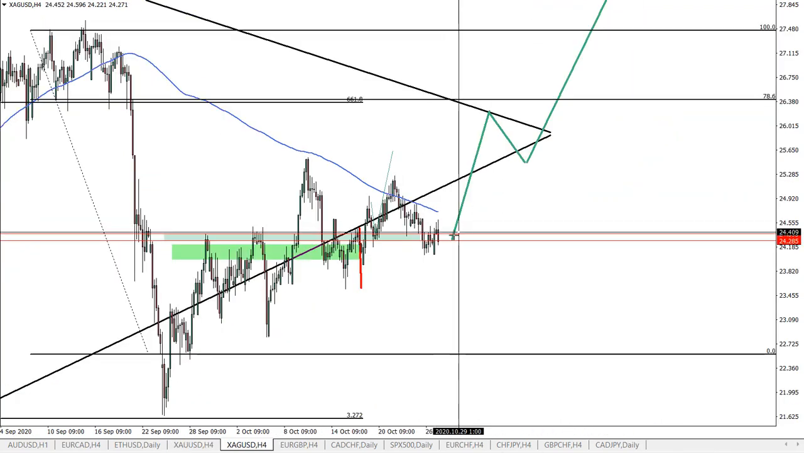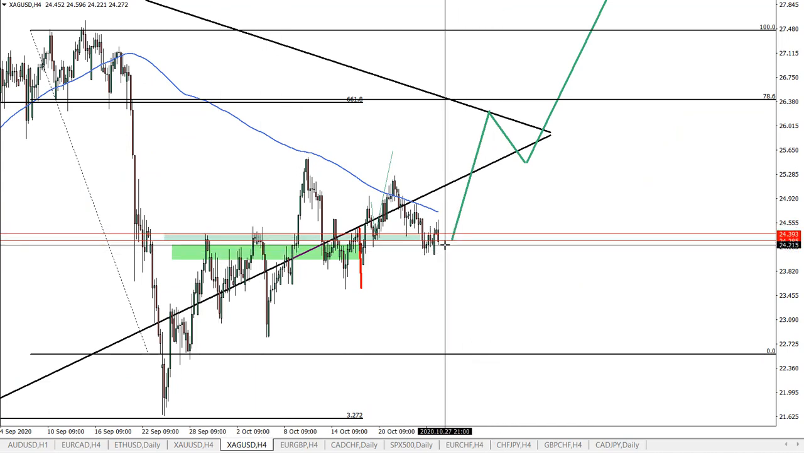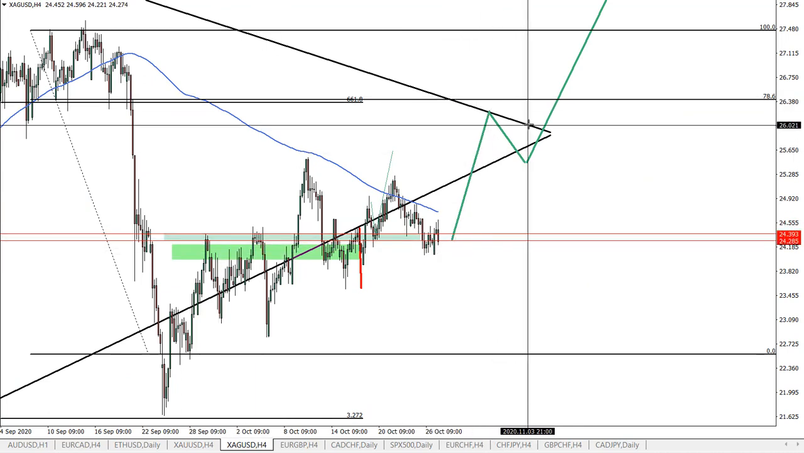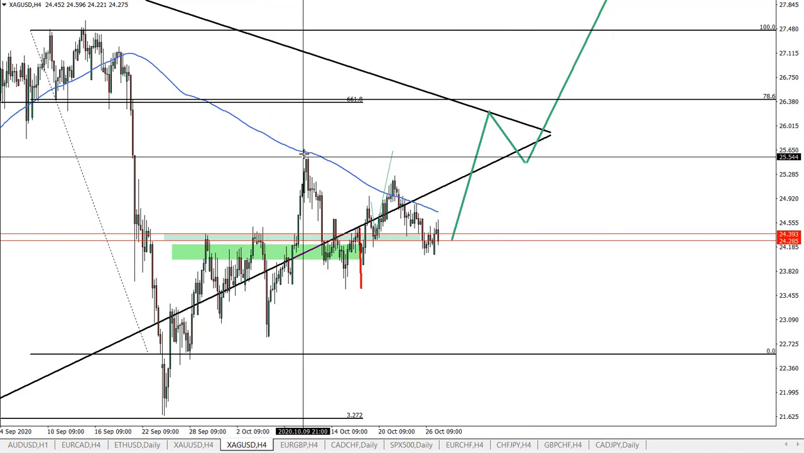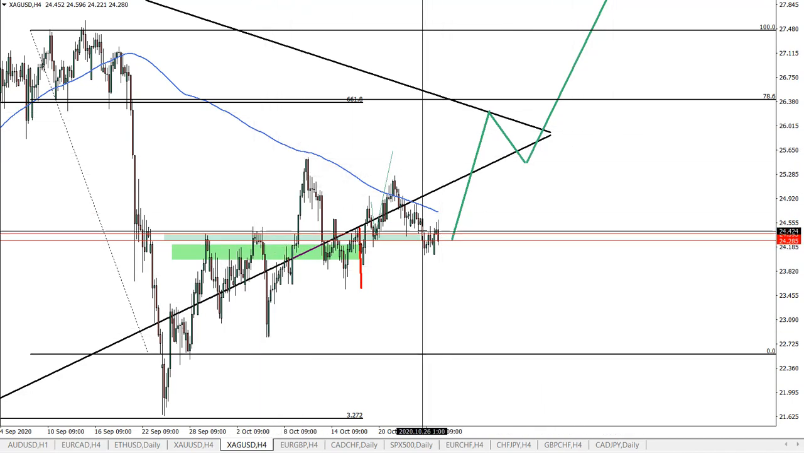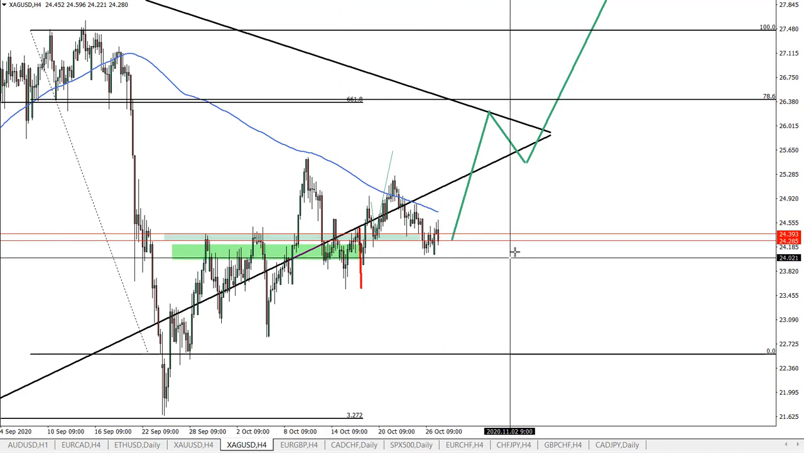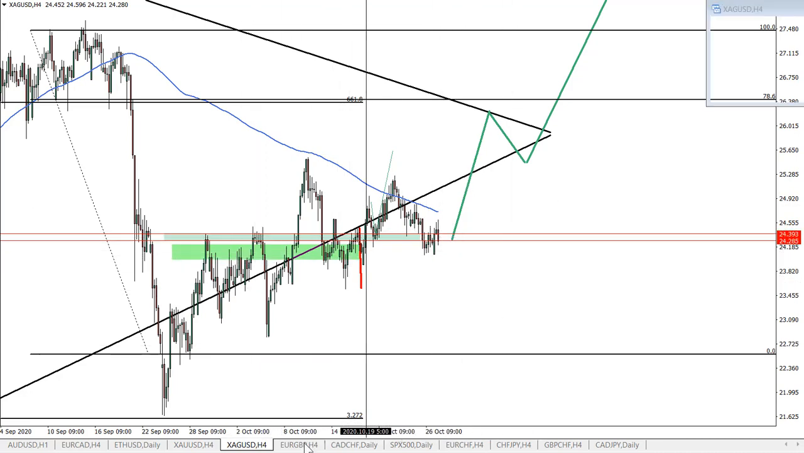Silver, same at the support zone. I would expect price to start moving up, something similar to that. So another wave like this can be expected as long as this support area, the big green area, holds.